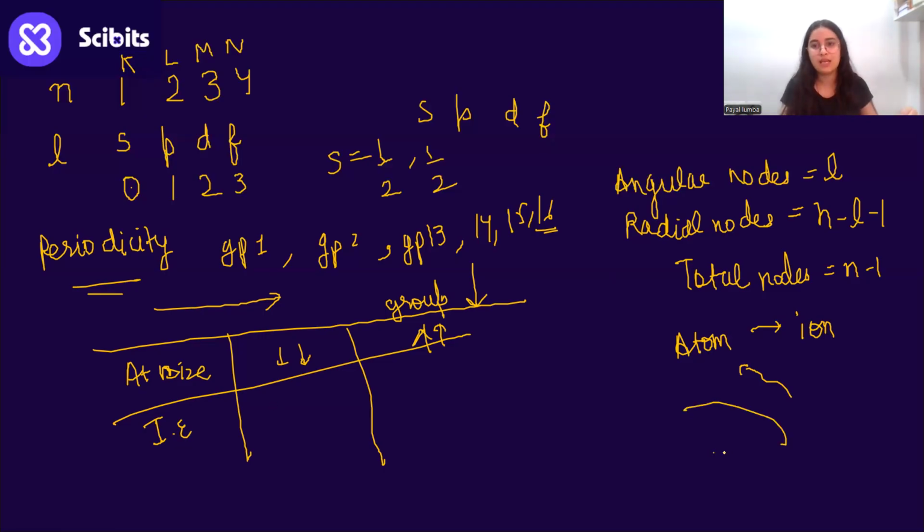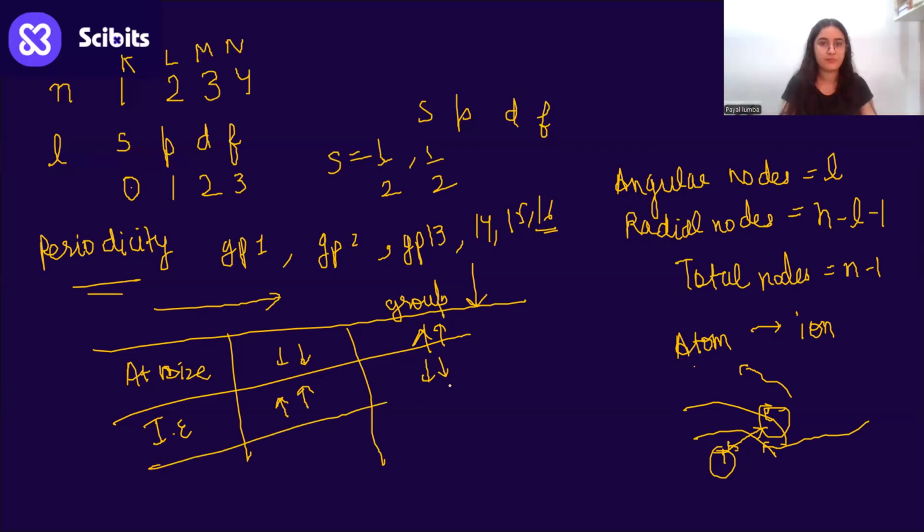The larger the size of the atom, the farther the electron is from the nucleus and the lesser the attraction, which means lesser energy is needed to extract the electron and convert the atom to an ion. So as we go from left to right, atomic size is decreasing, so ionization energy is increasing. And when we move from top to bottom, atomic size increases and ionization energy decreases.